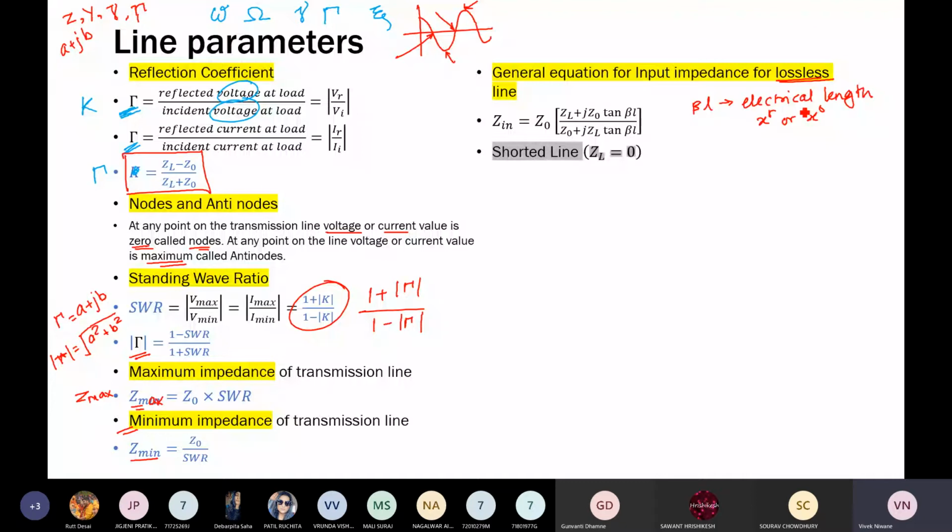So if we have a shorted line, meaning we have a generator, we have our transmission line, and here this ZL is now shorted. ZL is equal to 0. What kind of input impedance will be given? So the short circuit impedance is equal to Zin at ZL equal to 0. So put ZL equal to 0 here. So we will have jZ0 tan beta L.